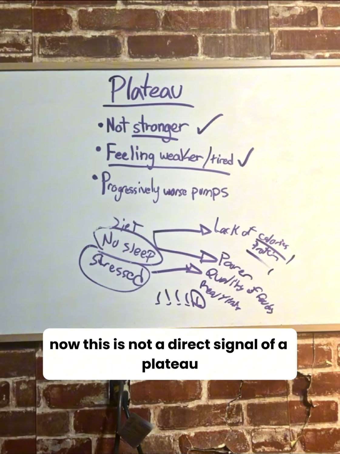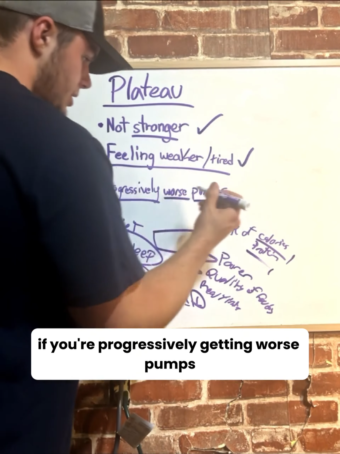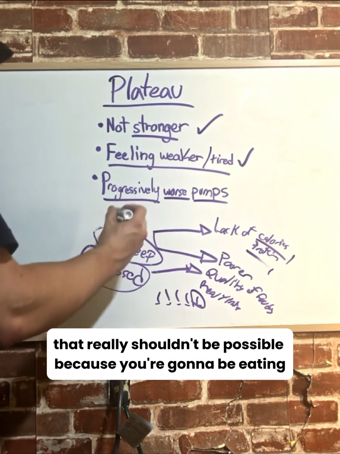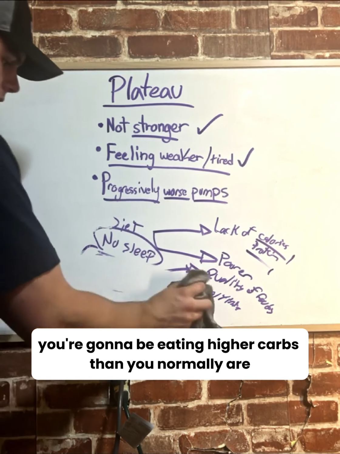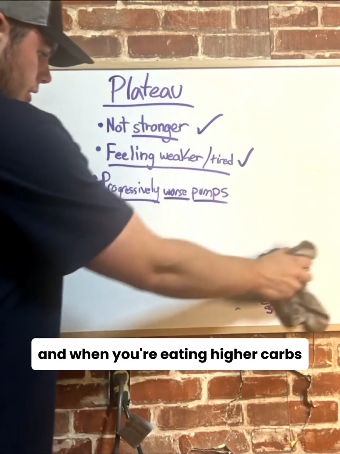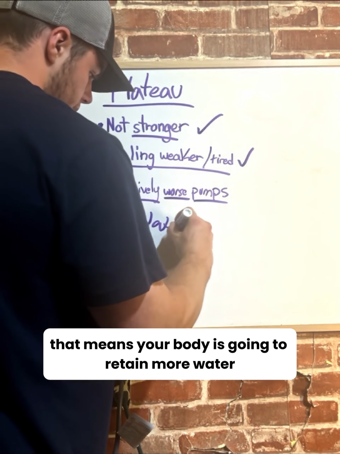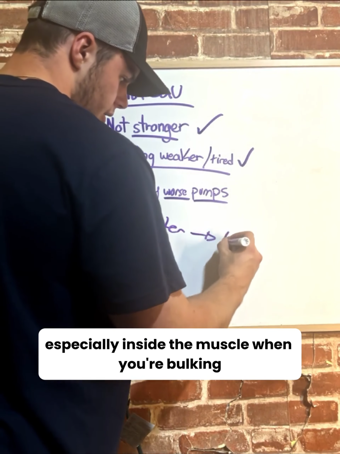Now, this is not a direct signal of a plateau, but if you're progressively looking flatter, even if you're in a bulk, because that's what we focus on this channel, is bulking, if you're progressively getting worse pumps, that really shouldn't be possible, because if you're in a bulk, you're going to be eating higher carbs than you normally are. And when you're eating higher carbs, that means your body is going to retain more water, especially inside the muscle.